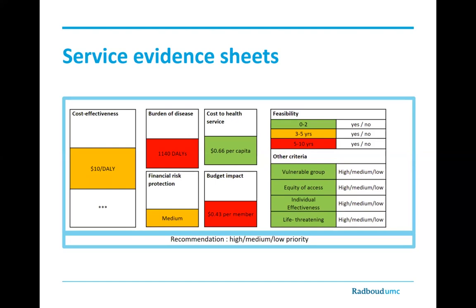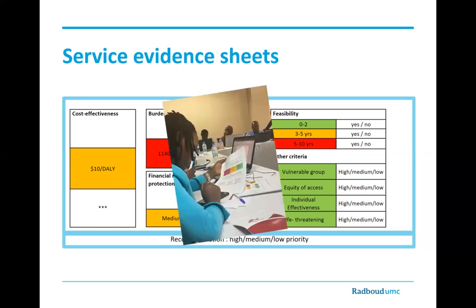On the basis of all the other evidence, we make a recommendation whether eventually it's a high priority, medium priority, or a low priority. And they come up with a long list of 60 or 70 services, and you go through the same exercise for each service, with a classification of the service in terms of low, medium, or high priority. This is an example from somebody working in Rwanda. This is an explanation form, and here you see the service evidence sheet, which is basically a summary of all the evidence on the area.